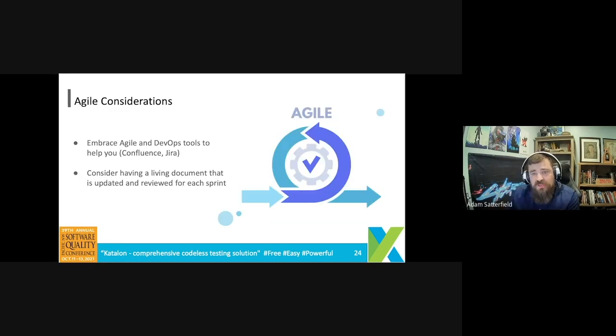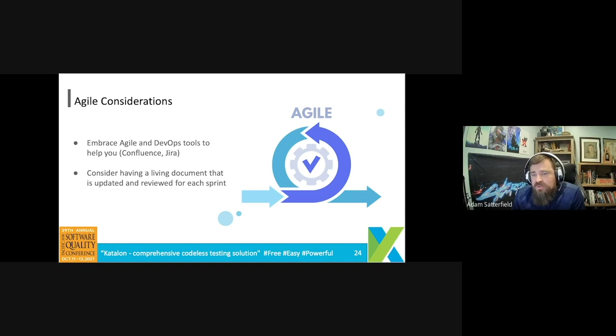So for those of you living in an agile world, SAFe, Agile, Kanban, XP, whichever one you want to call it, I've got a couple of little tips here. And for my waterfall warriors, next we have some considerations on the next slide.